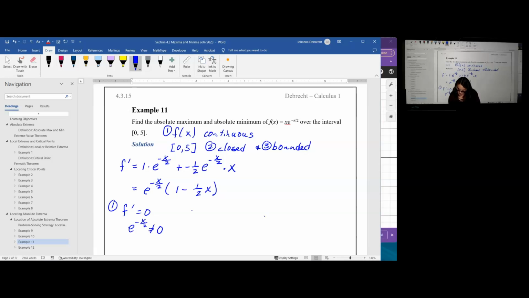However, the second one does give me a solution or a critical value. This one is going to give me x equal 2.